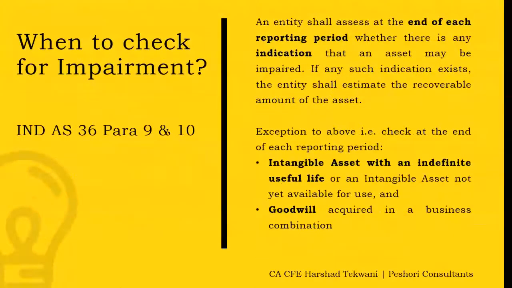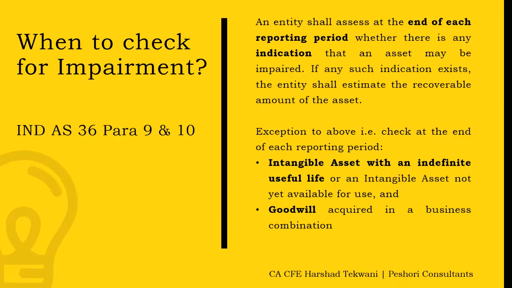Going ahead, when to check for impairment? The standard specifically says that the entity shall assess at the end of each reporting period whether there is any indication that the asset may be impaired. Now we need to check for the indication. We are not supposed to perform the impairment analysis at the end of each reporting period. There is an exception for that, I'll come to that later. But for the normal class of assets, we need to check for indications. Indications can be external, indications can be internal. We'll come to that. If such indications exist, then and only then we need to perform the impairment assessment. And after performing the assessment, if the carrying value is more than the recoverable amount, then the differential should be recorded as the impairment loss.